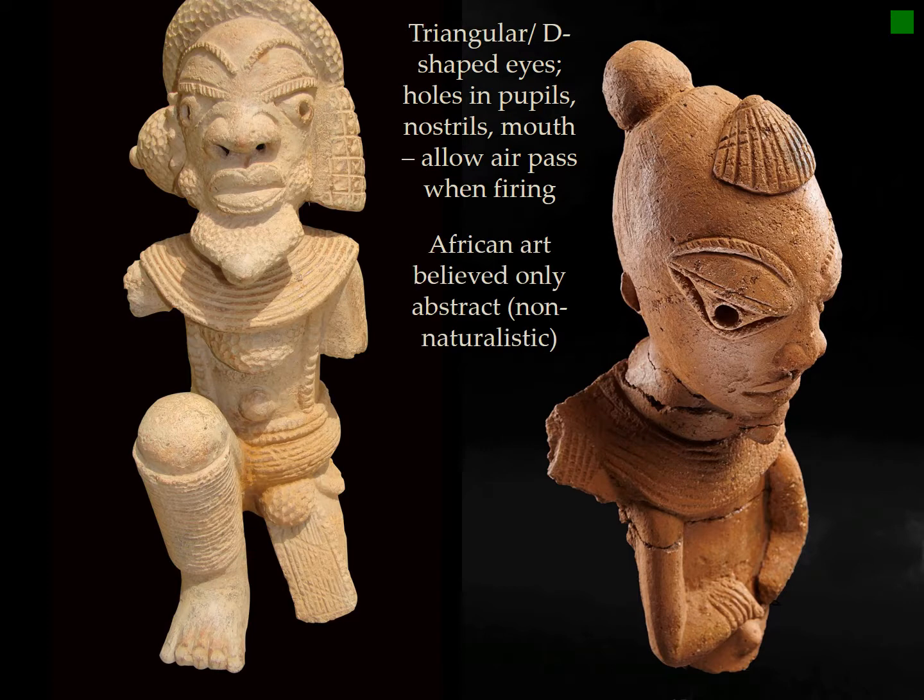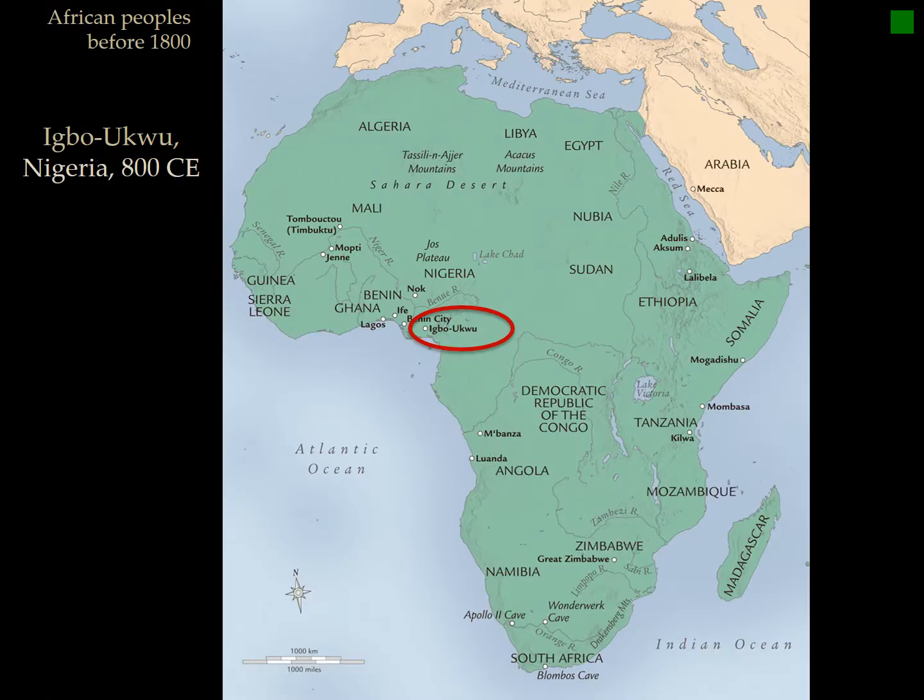Now, what is interesting is, after finding these sculptures, seemingly for Europeans and American scholars, it confirmed the belief that Africans could only produce abstract, non-naturalistic sculpture and art, thus showing that the European tradition that gave us the classical era in antiquity and the Renaissance are superior because they can make things that are more naturalistic.